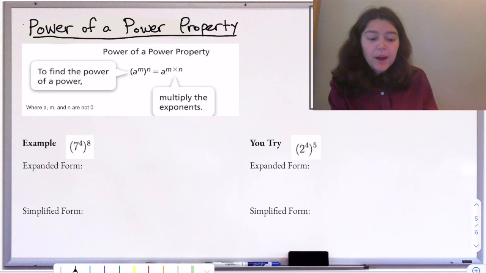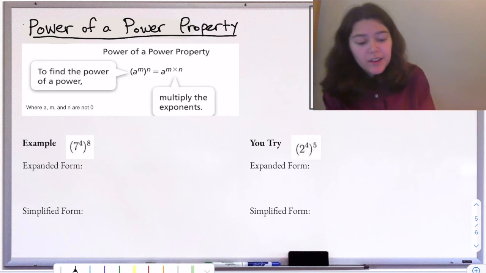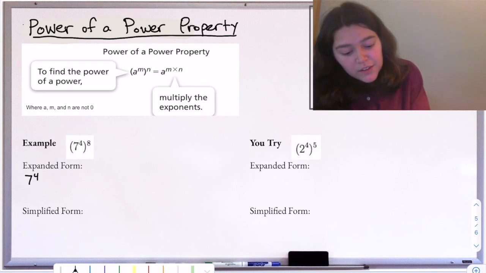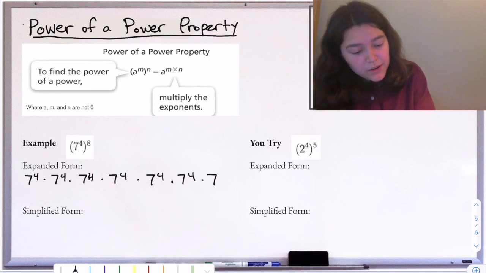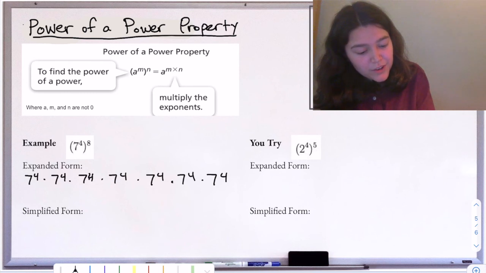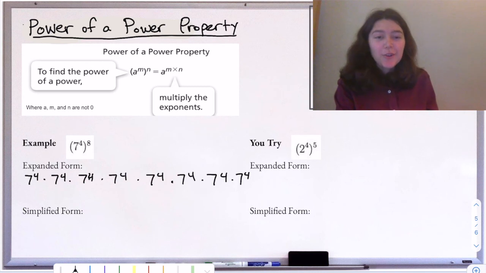So 7 to the power of 4 to the power of 8 means I have 7 to the power of 4 times 7 to the power of 4 times 7 to the power of 4, and so on, 1, 2, 3, 4, 5, 6, 7, 8. Okay, so I have 8 copies of 7 to the power of 4 being multiplied together.